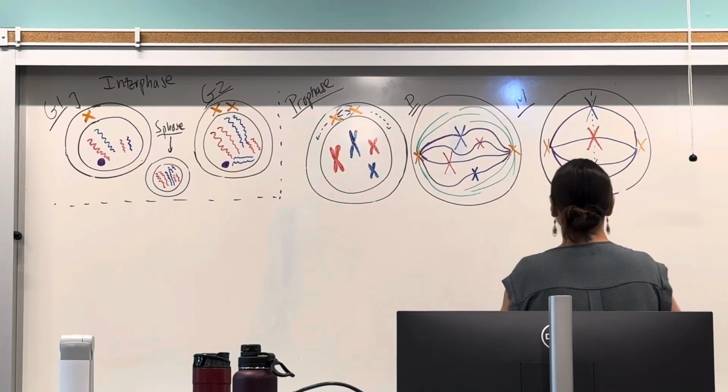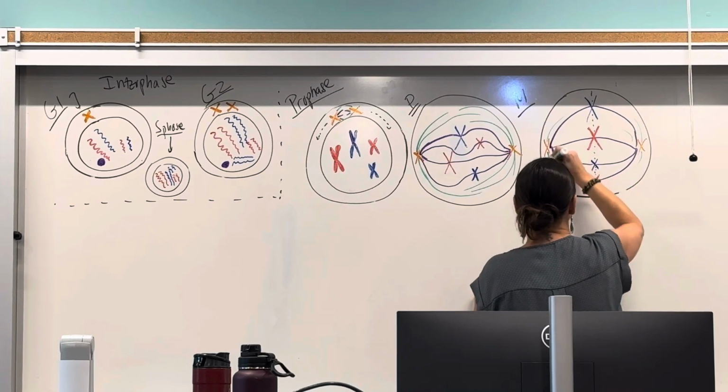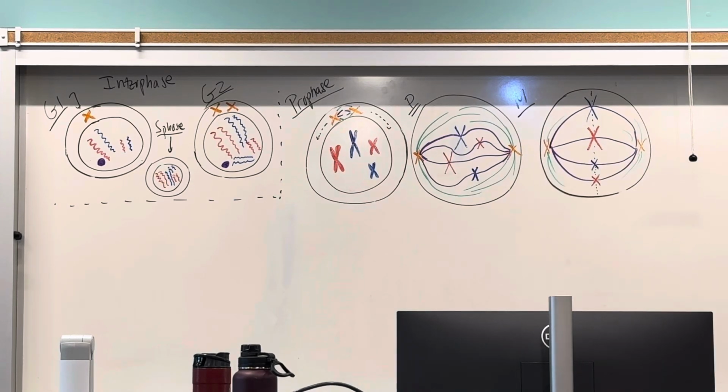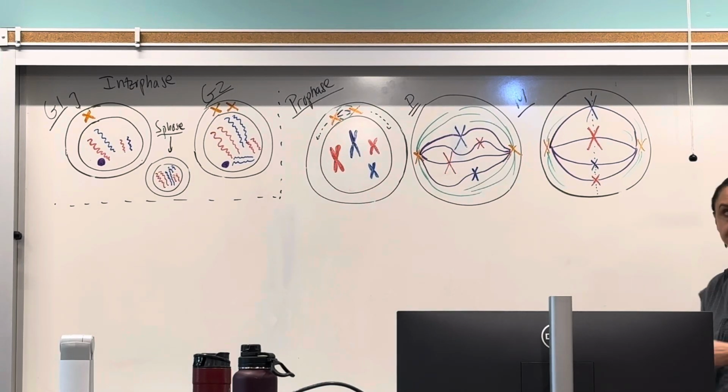I'll just add a few polar microtubules, because it's not like they disappear or anything, so we just add a few of them. Okay, so we are at metaphase. Metaphase, think of middle, right? Sister chromatids are aligned in the middle. Questions?